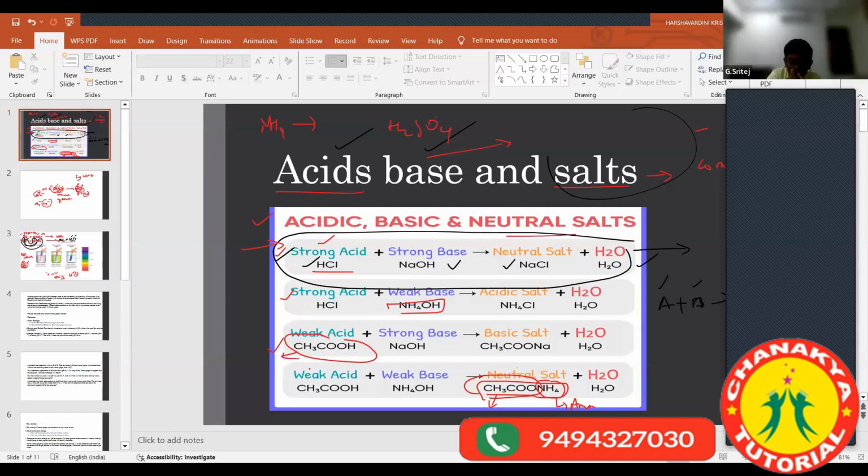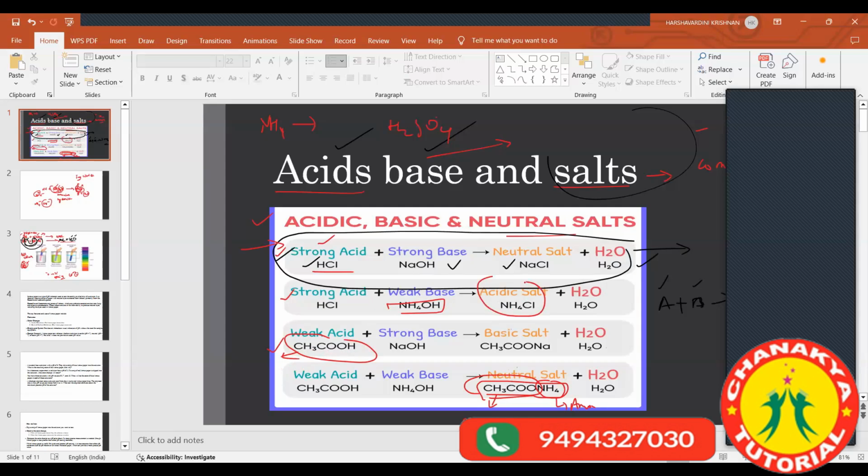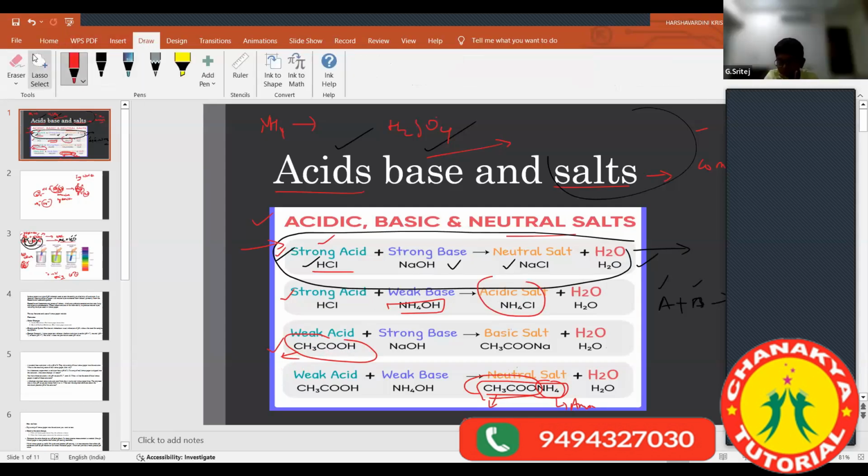Ma'am, can you explain the second one, like HCl plus? Can you explain it again? Like how the acidic salt formed? Yes, ma'am. Acidic salt. Okay, I'll explain. No problem.